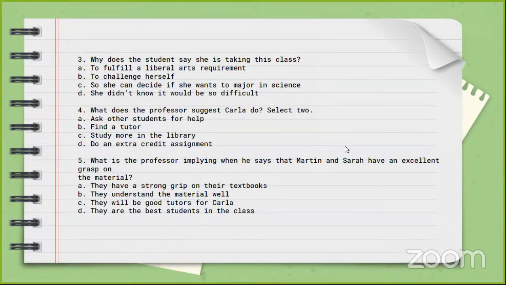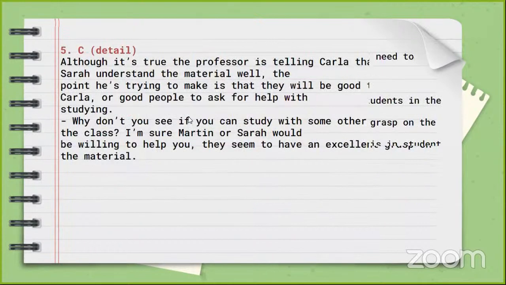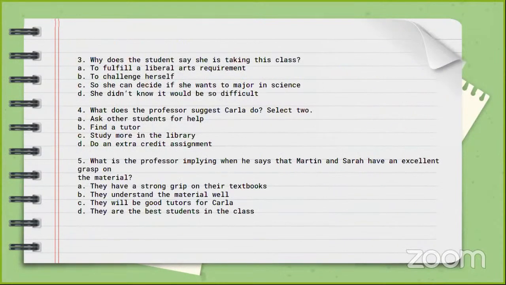Let me tell you that to have an excellent grasp on the material means that they understand the material really well, okay? So you have to know that. To have an excellent grasp on something means that you understand something pretty well. So what is the professor implying when he says that? You said that they understand the material well. What is the answer? Letter C was the answer. Why? Letter C. They will be good tutors for Carla. Why? Because they understand the material really well. Does it make sense?